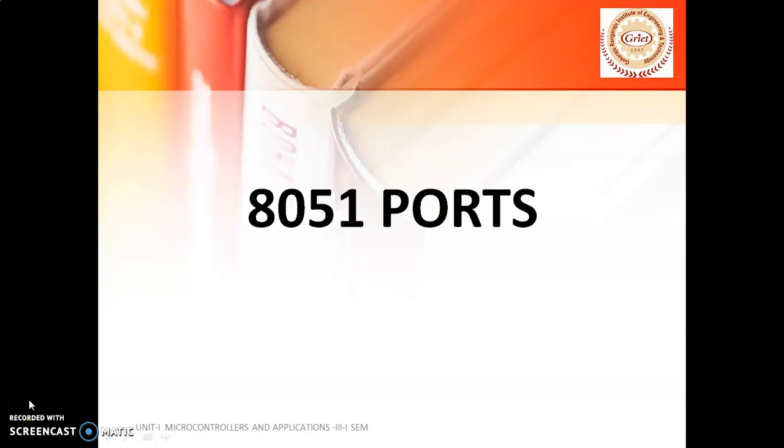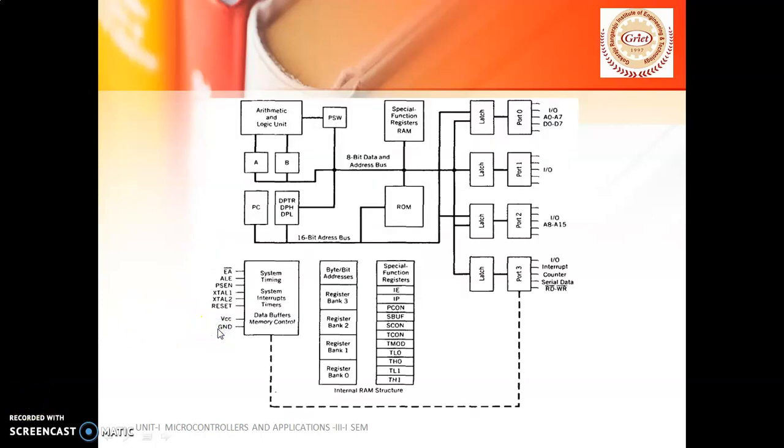Let's talk about 8051 ports. Already we have seen the architecture of 8051. In this 8051 microcontroller, in total we have 4 ports: port 0, port 1, port 2 and port 3, and all ports are of 8 pins. Means each port is of 8 pins. We have port 0, P0.0 to P0.7. Even port 1 is of 8 pins, so we name it as P1.0 to P1.7. Port 2 is of 8 pins, so we name it as P2.0 to P2.7. Port 3 has 8 pins, so we name it as P3.0 to P3.7.